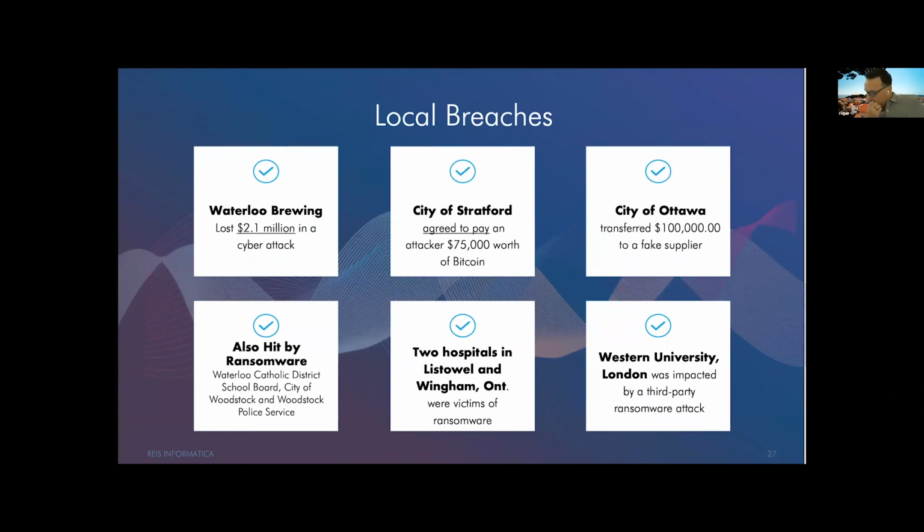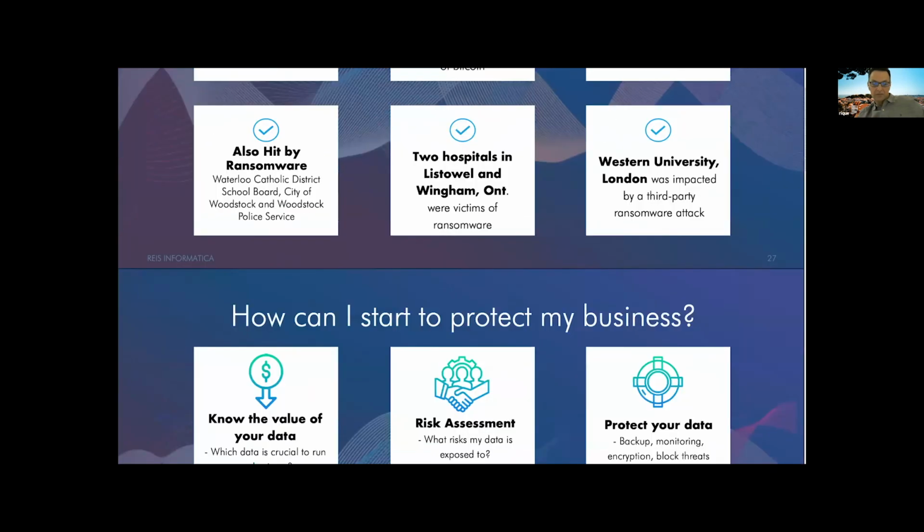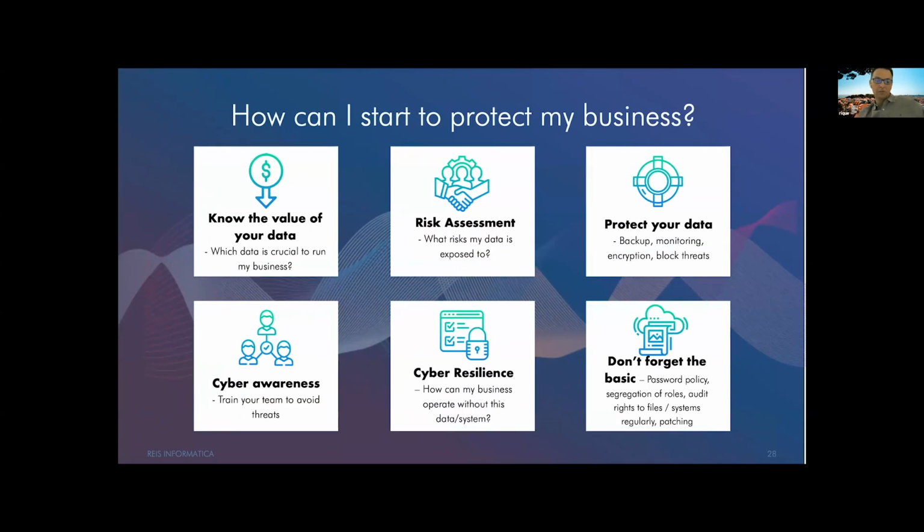I'm going to try to speed it up here a little bit. Here are some local breaches that have happened right here in our own backyard. The big one, I think it was just last year, Waterloo Brewing. They lost $2.1 million in a cyber attack, right? And tons of other ones: City of Stratford, City of Ottawa, hospitals, the Waterloo Catholic District School Board, Western University, lots of companies. There's more that haven't disclosed it.